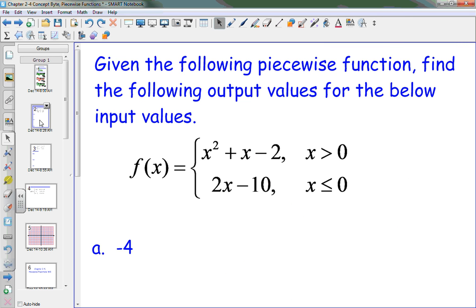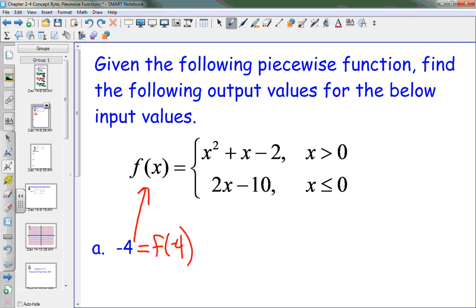The next one, same type, different piecewise function. This one gives you the function x squared plus x minus 2 when x is greater than 0, and then 2x minus 10 when x is less than or equal to 0. So I want to know negative 4. Well, if I'm just giving you negative 4, that's the same thing as saying f at negative 4. Why is it f at negative 4? Because it's referring to the f function.